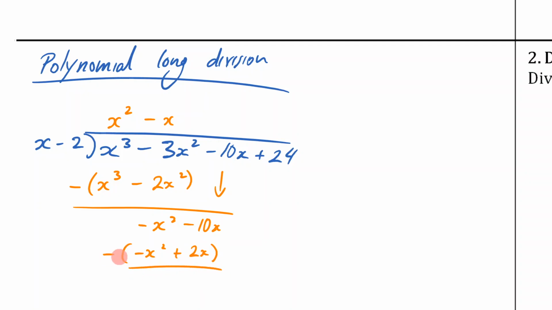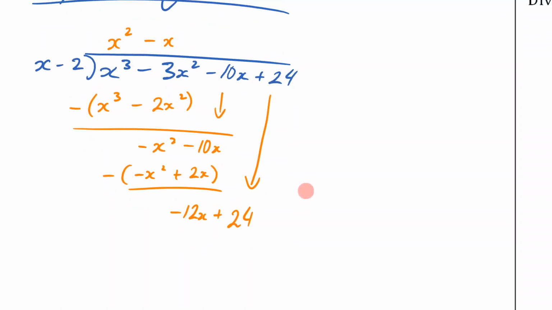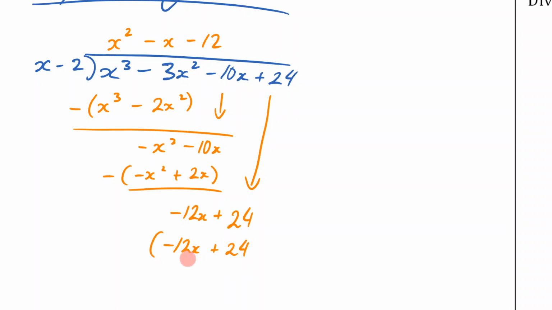Minus that. I'm going to carry down this 24. This is going to be 0. This is going to be negative 12x plus 24. Then this is going to be negative 12 here. This is going to be negative 12x plus 24, in brackets, giving 0.